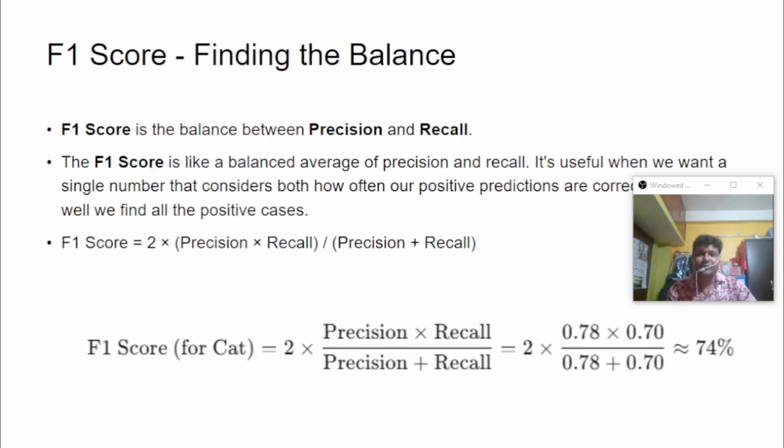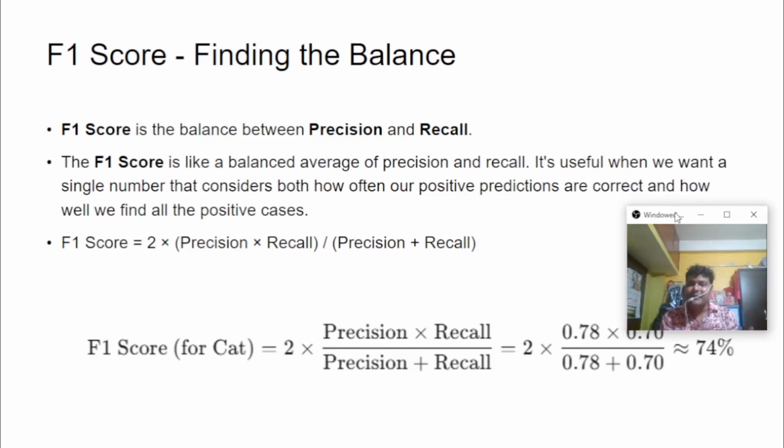Next point, F1 score. F1 score is the balance between precision and recall. It is like a balanced average of precision and recall. It is useful when we want a single number that considers both how often our positive predictions are correct and how well we find all the positive cases. The formula is 2 into precision into recall divided by precision plus recall.